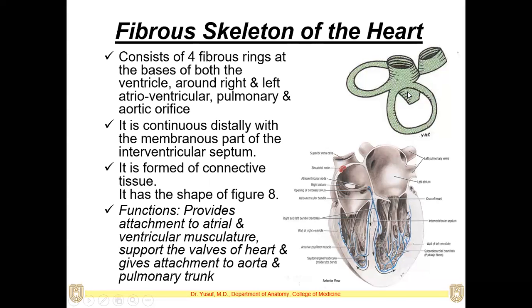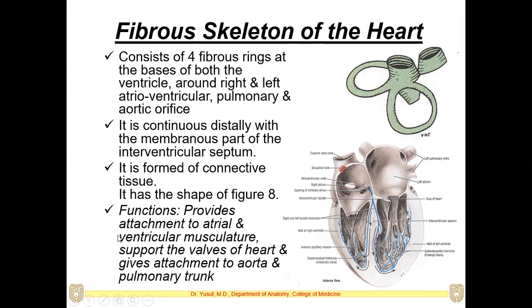If you see here, this is the continuation, which will continue below up to some extent in the interventricular septum, between the two ventricles. That is called the interventricular septum. You can see here, this is the small extension which will be going here. It is formed of connective tissue. It has the shape of figure 8. It looks like a figure 8.